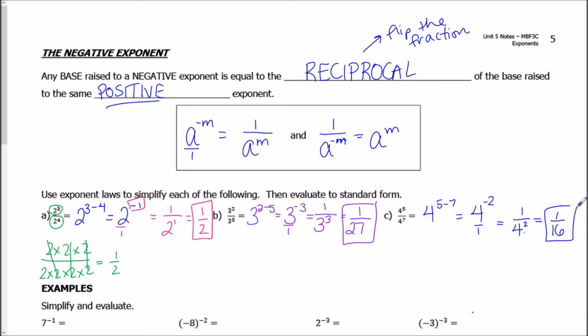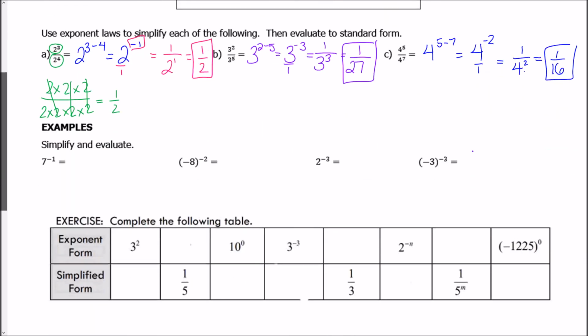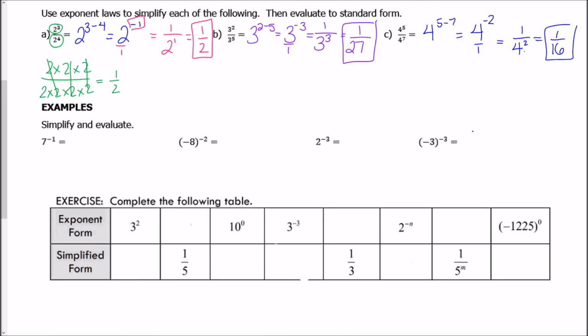Okay? All right, so now let's take a look at what we have here. We've got a few more examples. It says simplify and evaluate. We're really making sure you get this stuff right. So this one has a negative exponent. I'm going to make it a positive exponent. So here I'm going to do the reciprocal of 7 over 1, which is 1 over 7. The negative exponent becomes positive, so my final answer is just 1 over 7.